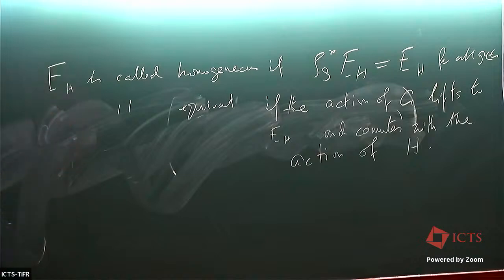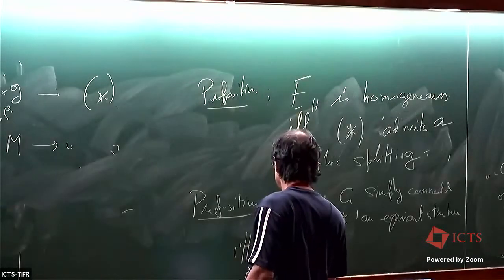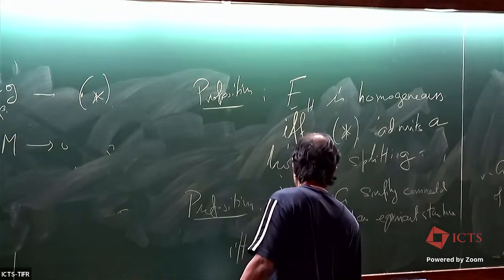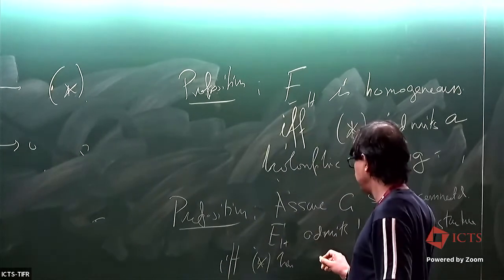Assume that G is simply connected. Then E_H admits an equivariant structure if and only if the star sequence has an integrable or flat splitting.